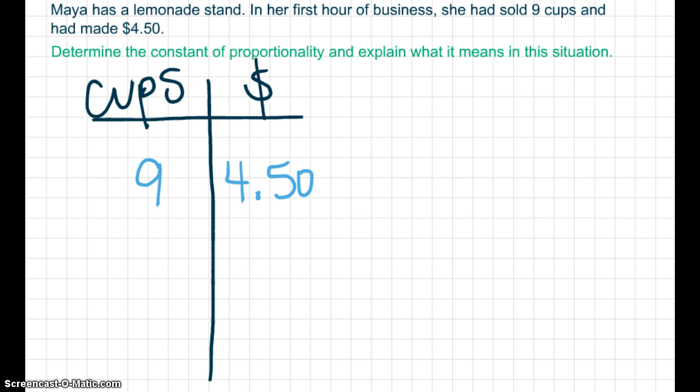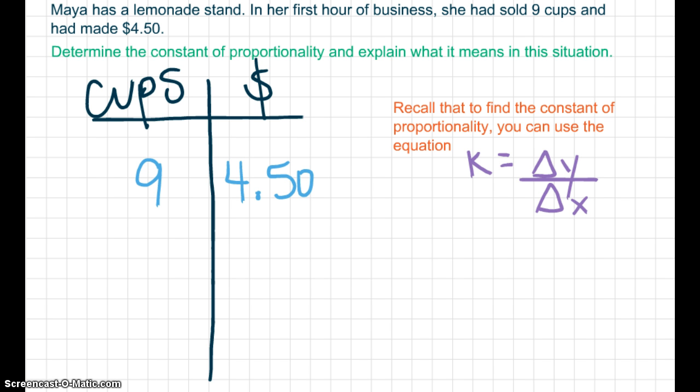So what I am going to do is set up a table and write in my rate, 9 cups for $4.50. I want you to recall that to find the constant of proportionality, in class we talked about using the equation K equals the change in Y over the change in X. However, in this situation, we only have one rate so far. We have 9 cups to $4.50.